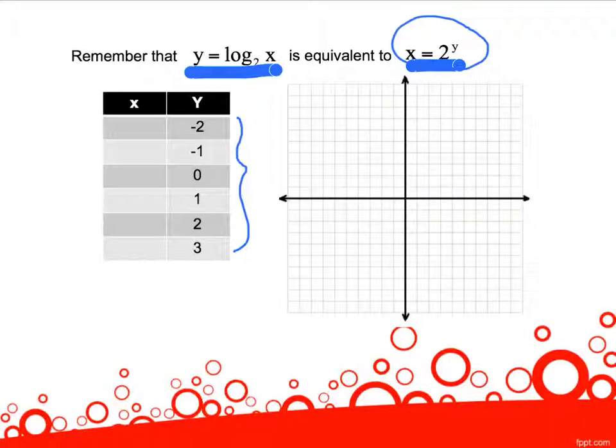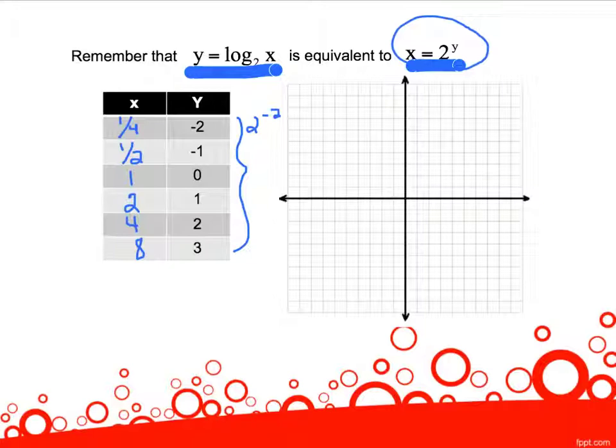So if I put in negative 2, I get 2 to the negative 2. But 2 to the negative 2 is 1 over 2 squared, which would be 1/4. If I put in negative 1, I get 2 to the negative 1, which is 1 over 2 to the 1, or 1/2. 2 to the 0 is 1. 2 to the 1 is 2. 2 to the 2 is 4. And 2 to the 3 is 8.